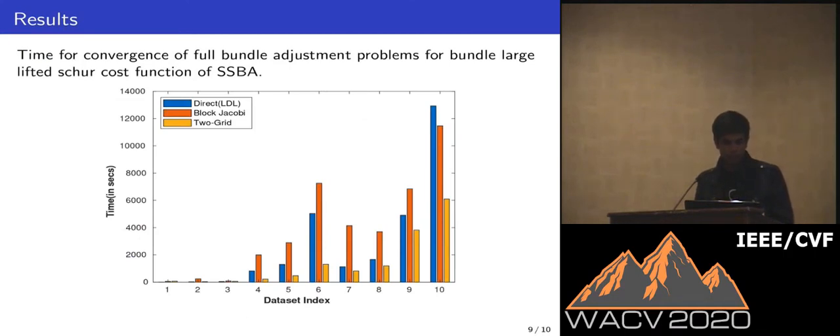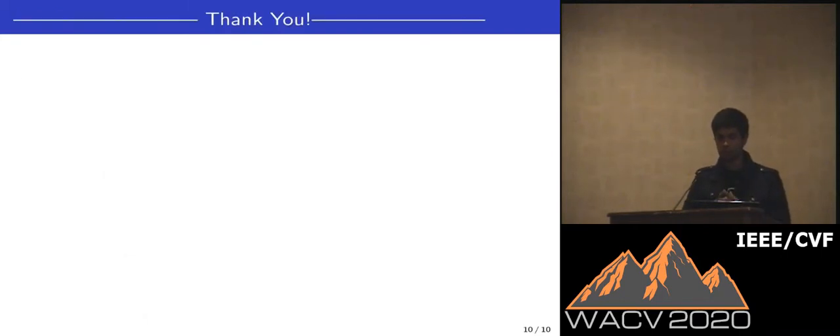Coming to the results, the time for convergence on full bundle adjustment problems is shown on the lifted Schur cost function of the Simple Sparse Bundle Adjustment by Christopher Zach. Here we can see that it's a 50% improvement over the direct and the block Jacobi methods, and two-grid is really good, considering the mean reprojection error is preserved as compared to the standard methods.